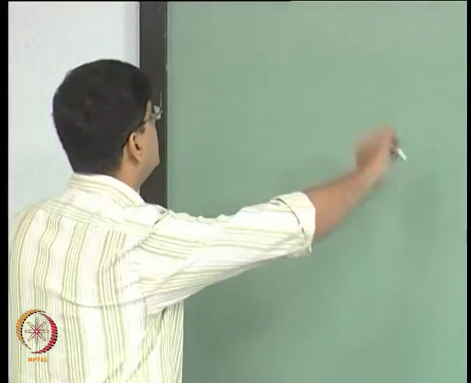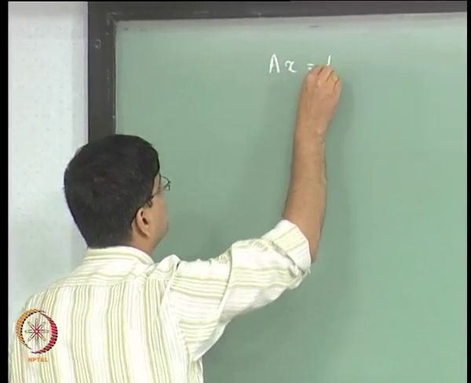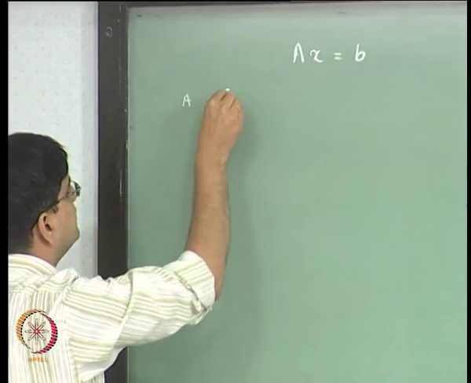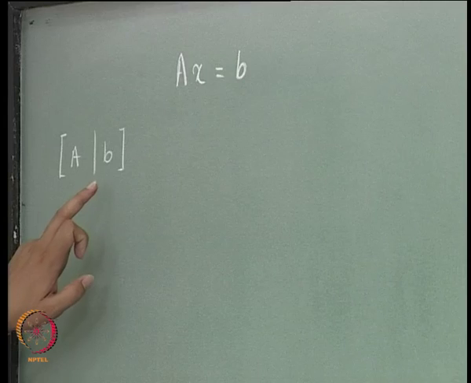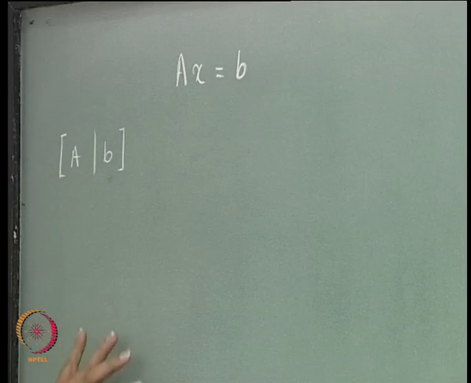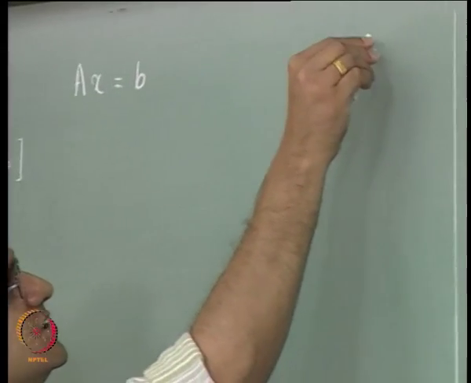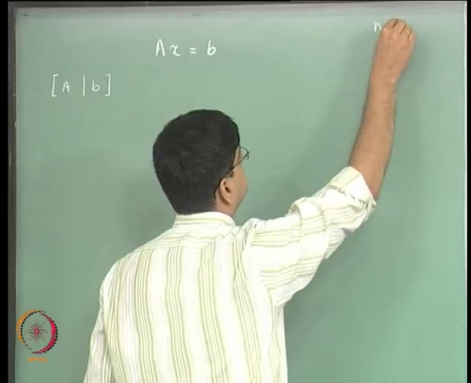Okay. So again the problem that we have is going to be Ax equal to b, and the first step that we will do is we create a matrix by catenating the columns of the vector b with the matrix A. We will consider an n by n size matrix A. So this is an n dimensional problem.